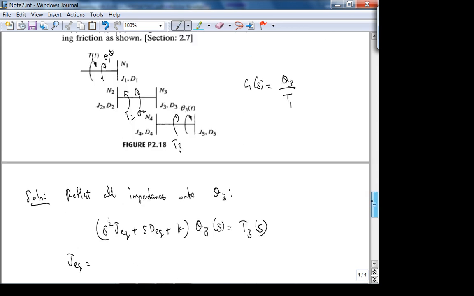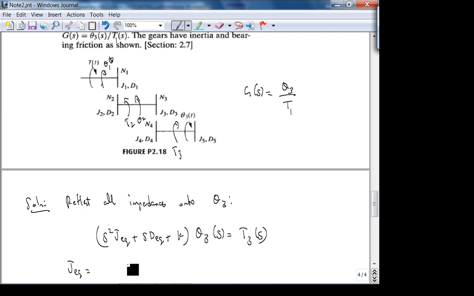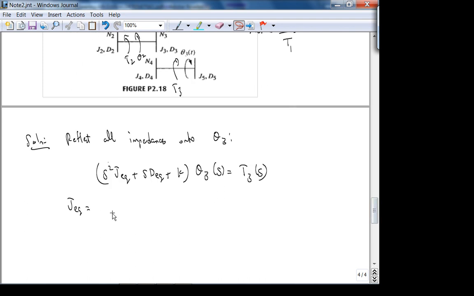There are no numbers here, I believe. Yeah, there aren't any. That's fine. So what's JEQ? Systematically, right? So if you notice, all these gears have inertia and dampening associated with them. So what I recommend you do for this problem is, it's going to be messy if you try to write this as one expression. So when you give me this answer, let's say I ask you this problem on the exam, just tell me what the JEQ is, the DEQ is, right?